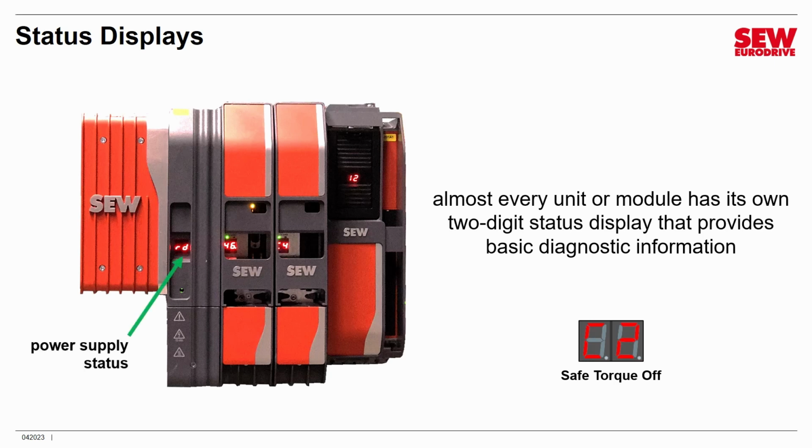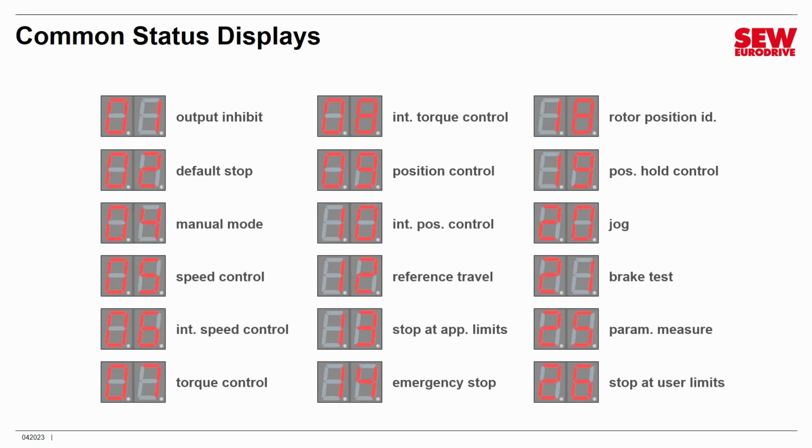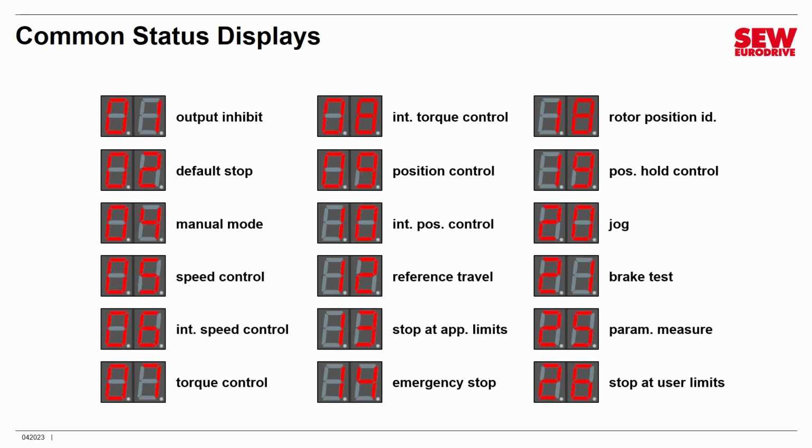So the power supply's got a status. The MOVI drive system has one, and the access modules have individual status displays. And if you've got a double access module, which I don't have here, it has 2 displays. So you'll see one for each axis. Let me show you some of the common status displays that you will see on axis displays. These are not errors. These just tell you what the axis is doing at the moment.